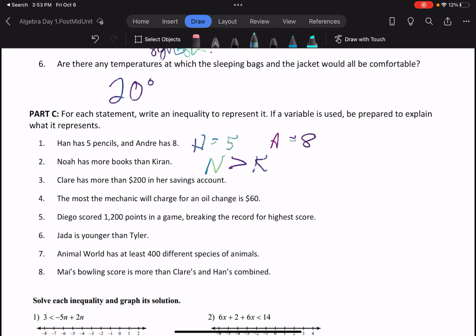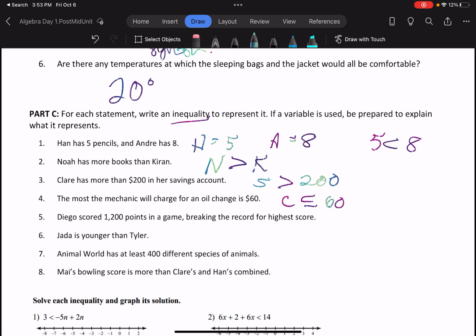For number 1, if we have to write an inequality, we could also say 5 is less than 8, right? Or 8 is greater than 5. That would also be fine. For number 3, Claire has more than $200 in her savings. So savings is greater than 200. The most the mechanic will charge, the most, meaning the limit, is $60. So charge is less than or equal to 60. It could be 59, it could be 58, but it couldn't be 70, right? So it's less than or equal to 60.